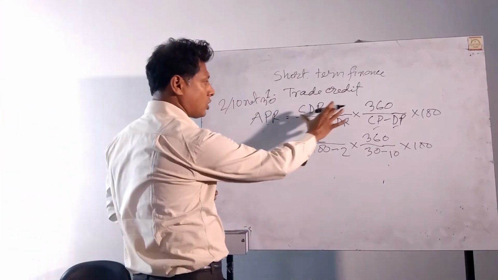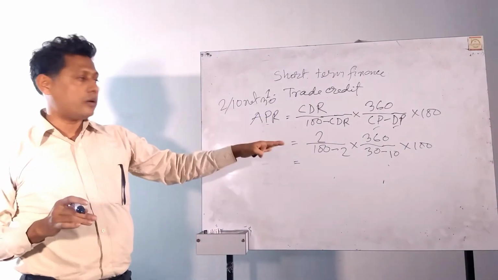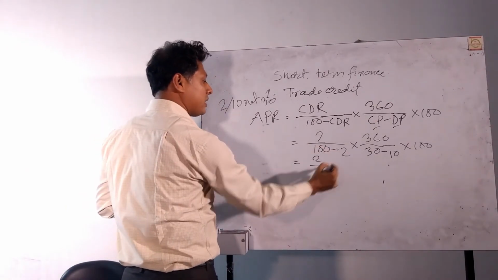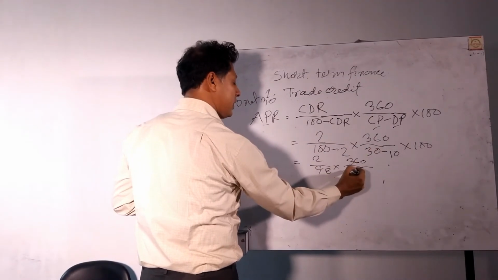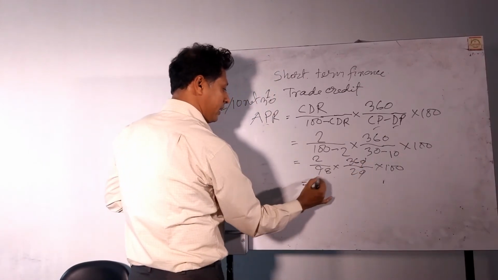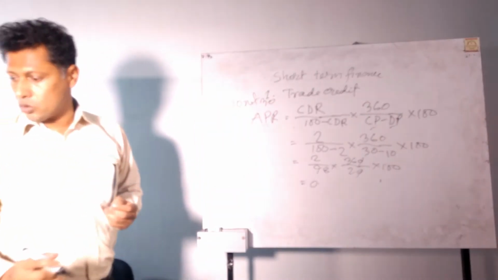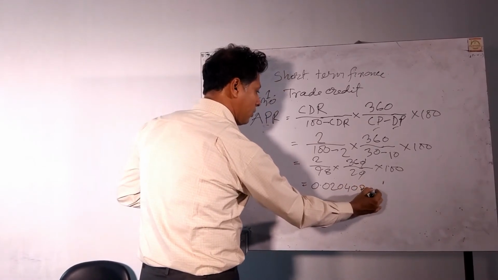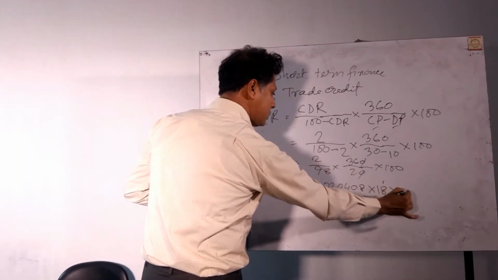Now you see the problem solving procedure, like a mathematical calculation. You need a scientific calculator for better calculation. You see, the 2 will come here: 2 as 2, 100 minus 2 is 98, 360 as 360, and 30 minus 10 equals 20, and 100 is just for percentage. You see here 2 by 98 equals 0.020408. Then 0.020408 times 360 by 20, that is 18, and 100 is for percentage.